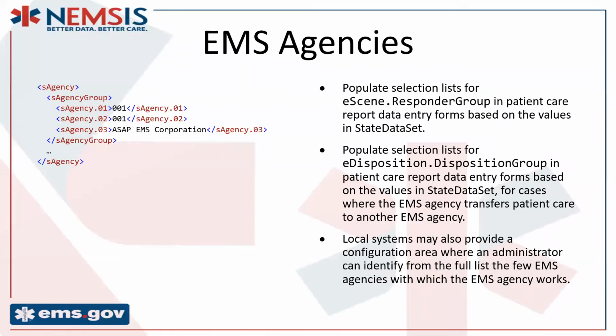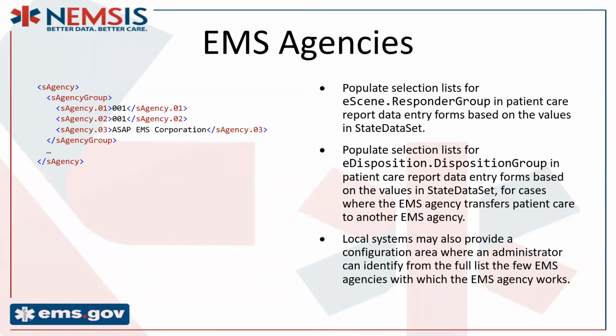Okay, the next to last section is the EMS agency list. This will be an sAgency element. It'll have repeating instances of sAgency group, and sAgency group will have 3 data elements in it: sAgency.01, 02, and 03, representing the state issued ID for the agency, the agency number, and the agency name. And that'll be the list of all of the agencies in the state. So typically, that means the list of agencies that have been licensed by the state EMS office or somehow recognized or registered by the state EMS office.